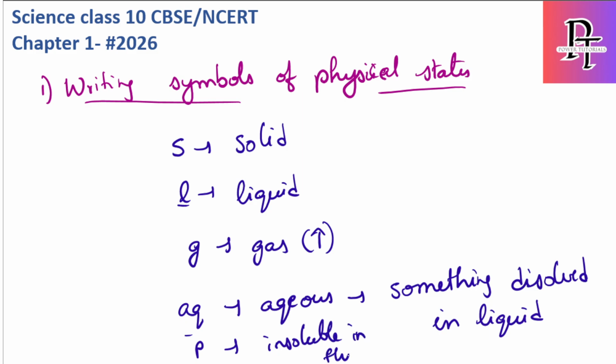If any substance is present which is insoluble in fluid, we represent it with a down arrow. A down arrow means it is a precipitate. Soluble in water or dissolved in water is aqueous, but which is not soluble in water, we call it a precipitate, and we represent it as a down arrow.